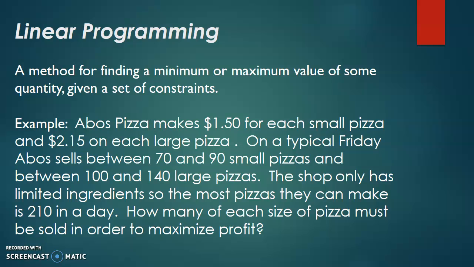So typical problems look similar to the one below, which reads: Abo's Pizza makes $1.50 for each small pizza and $2.15 on each large pizza. On a typical Friday, Abo sells between 70 and 90 small pizzas and between 100 and 140 large pizzas. The shop only has limited ingredients, so the most pizzas they can make is 210 in a day. How many of each size of pizza must be sold in order to maximize profit?